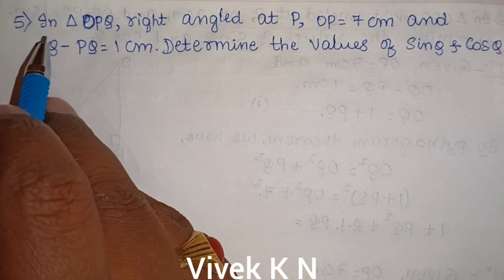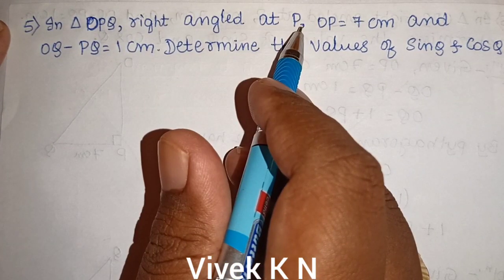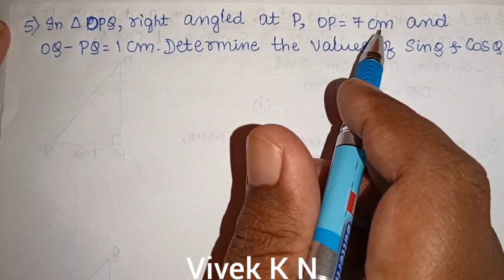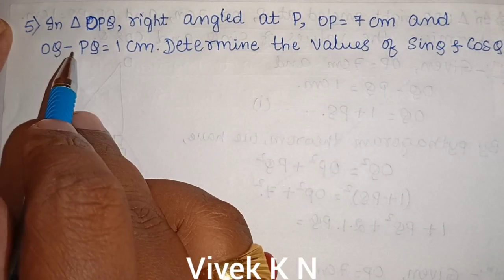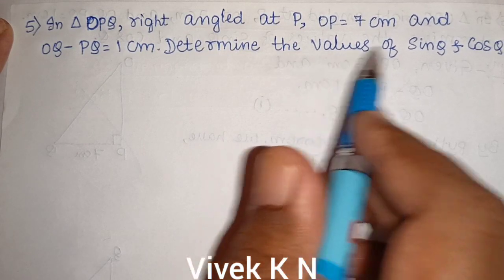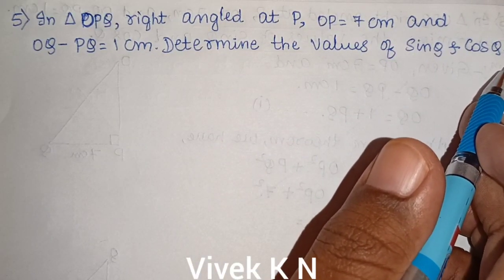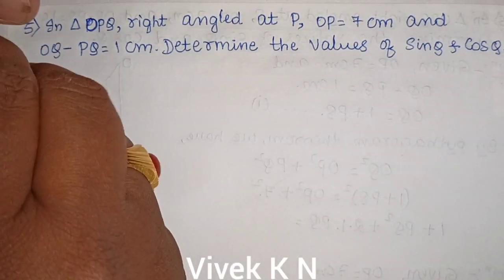Fifth question. In triangle OPQ, right angled at P, OP is equal to 7 centimeter and OQ minus PQ is equal to 1 centimeter. Determine the values of sin Q and cos Q. So let's solve this problem. Solution.